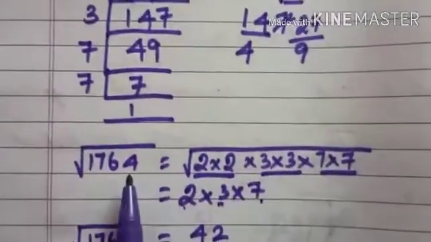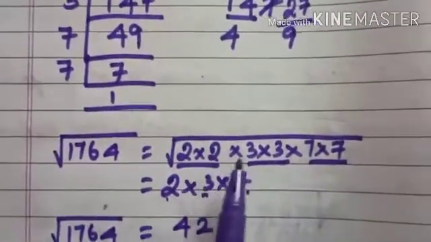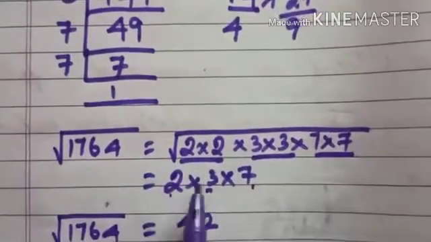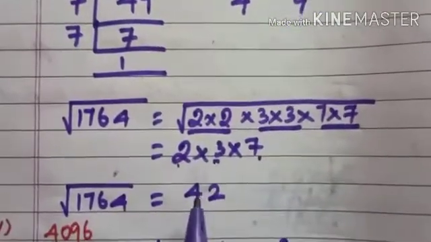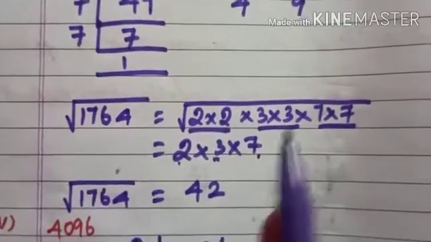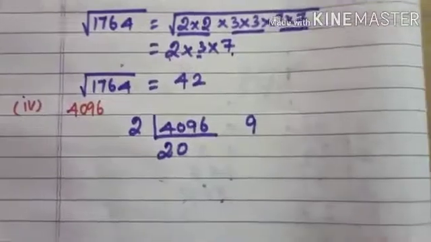So now you take the square root. 2 into 2 into 3 into 3 into 7 into 7, you take 1 out of each pair. So 2 into 3 into 7, you multiply, you get 42. So 42 is the value of the square root of 1764. So now you move on to question number 4.